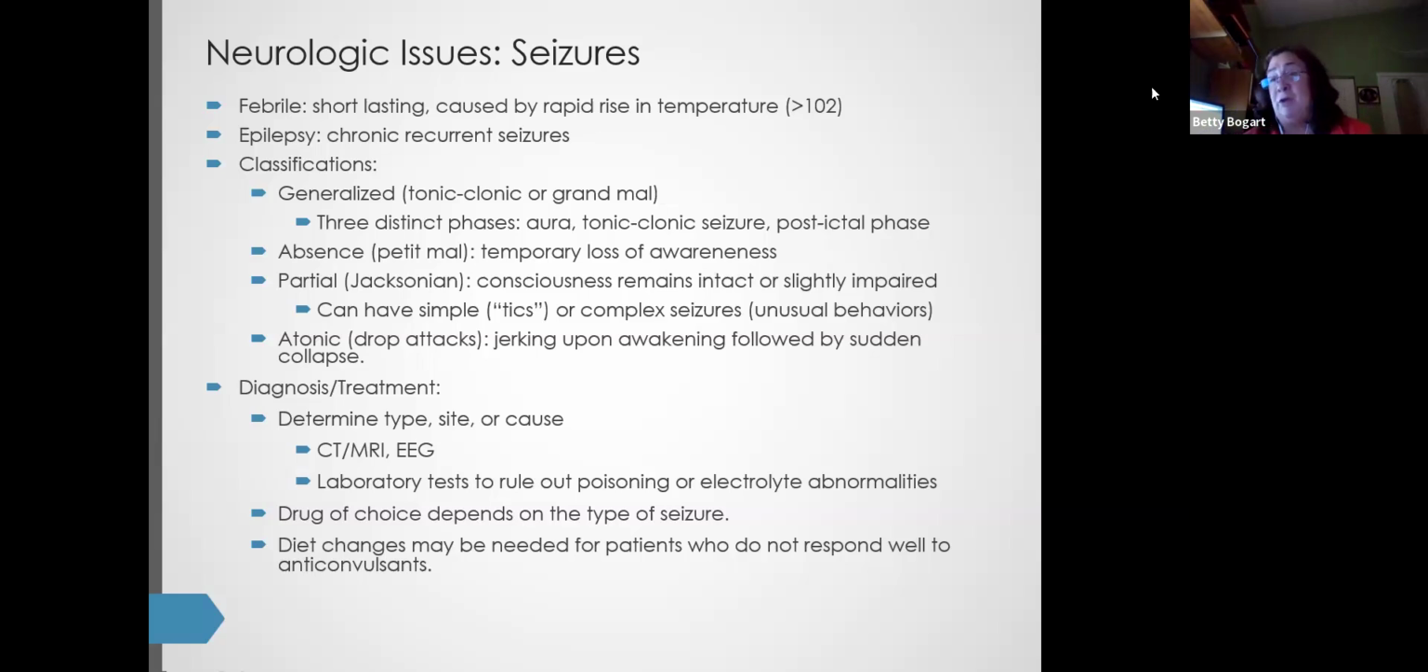Now, atonic is what we call a drop attack, and it's usually you wake up, you start to jerk, and you fall on the ground. It's a collapse, and it lasts up to about a minute. So, what would we do when we figure out we have a seizure?